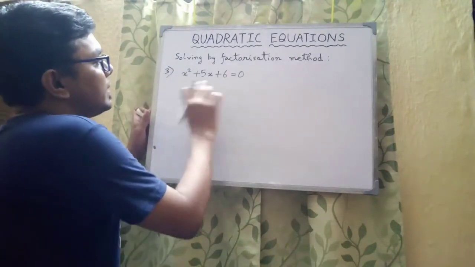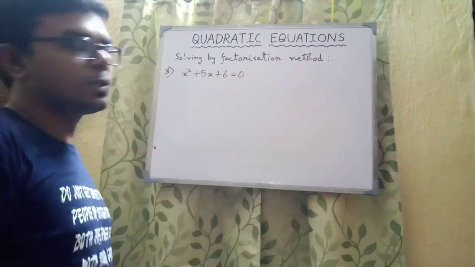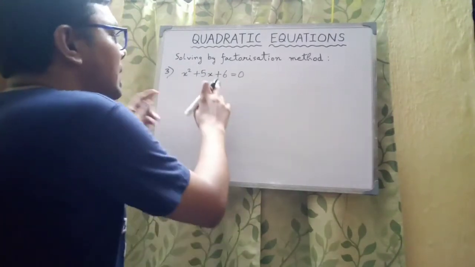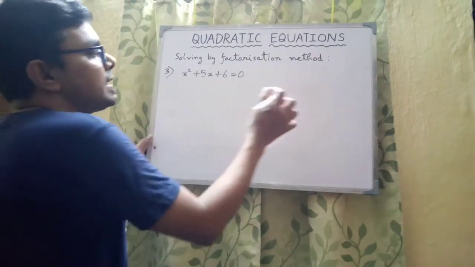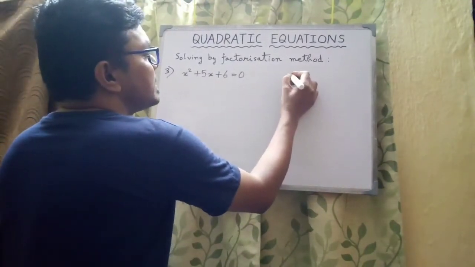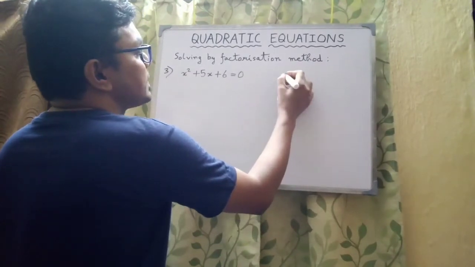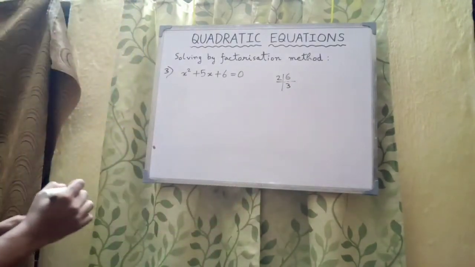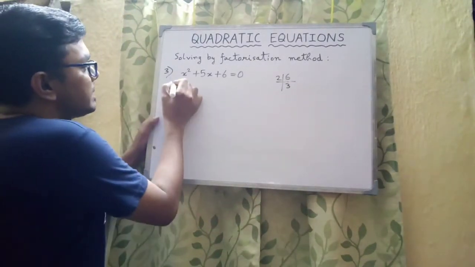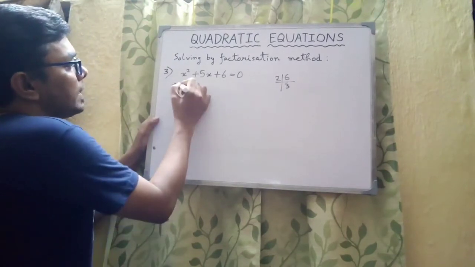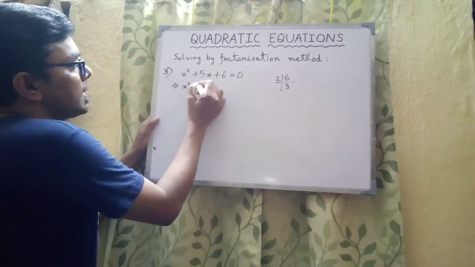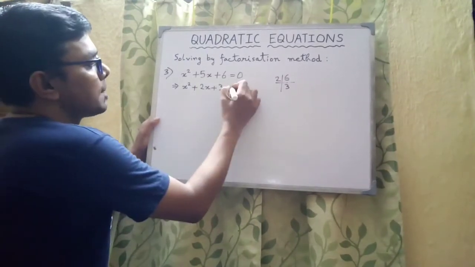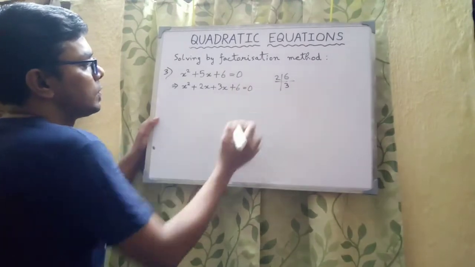Now let's see. If we compare this with ax squared plus bx plus c equals 0, we again get a equals 1, b equals 5 and c equals 6. So we multiply c with a, that is 6 into 1, that is 6. So we have to break 6 into two parts. So this could be 2 into 3. Okay. Now we see that x squared plus 2x plus 3x, that makes it 5x, plus 6 equals 0.